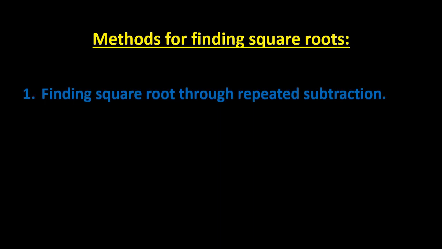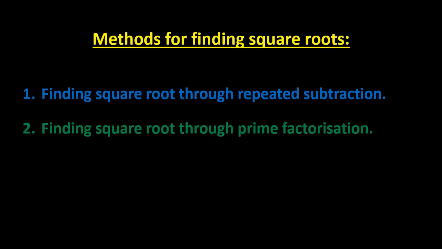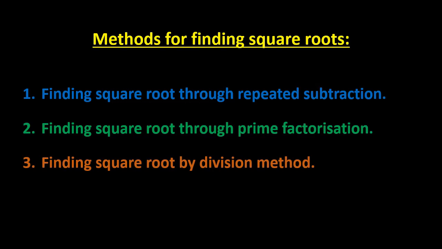Now let us discuss the methods for finding square roots. The first method is finding square root through repeated subtraction. The second method is finding square root through prime factorization. And the third method is finding square root by the long division method.